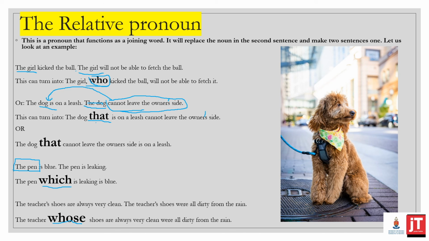Okay, let's look at our last sentence. The teacher's shoes are always very clean. What's a better adjective for very clean? Sparkling? Okay.